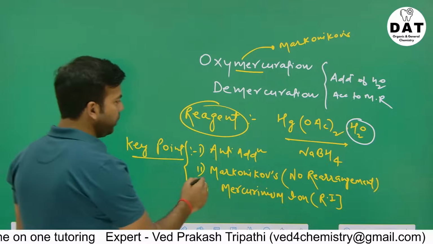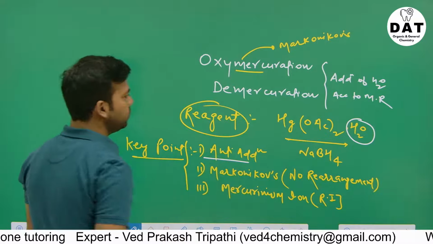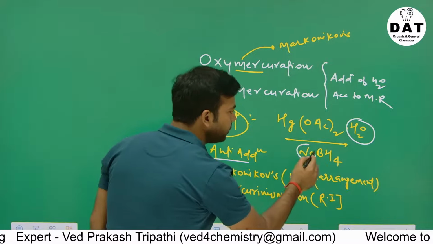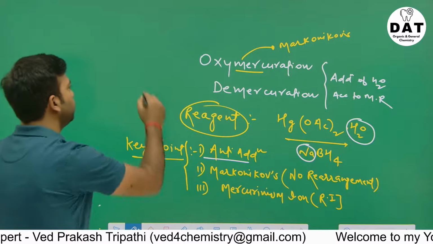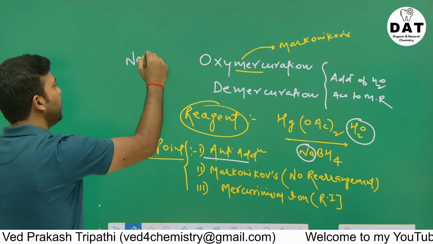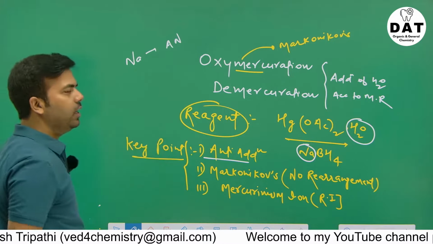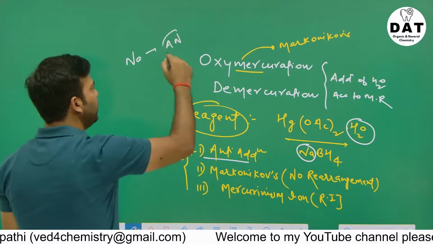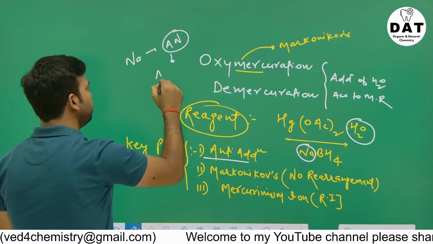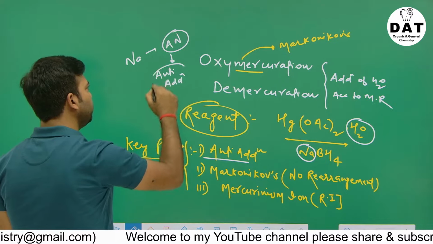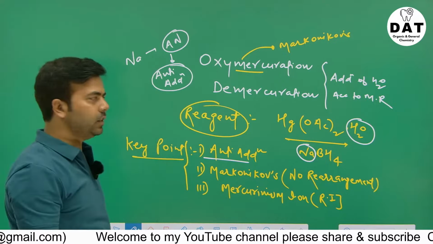And the second point is anti-addition. So look at the NaBH4. Just look at this Na. We can say this one as An as well, am I right? An, just reverse it, An. So it sounds like NT. Okay, this is anti-addition. So we can correlate these things.